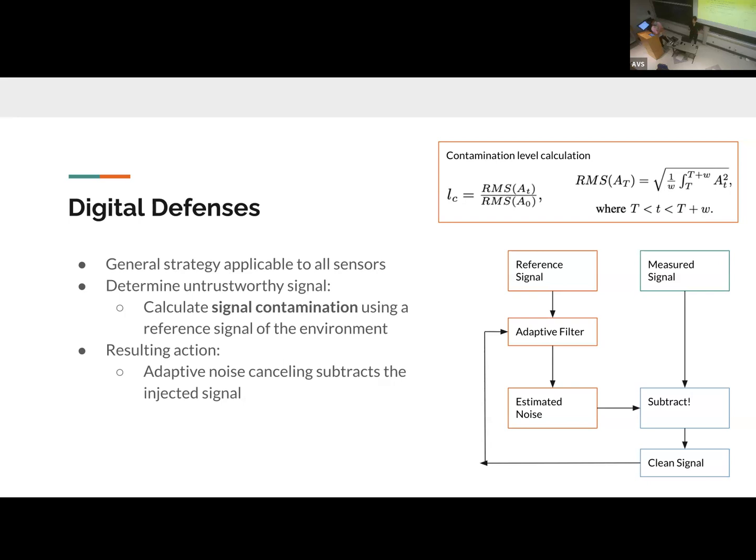And then once you get the value, it's just like a number. So you could get like 2.1 and you can decide, okay, this is too contaminated. And then you could activate an adaptive noise canceling filter. I'm not an EE person, so maybe y'all have heard of this before, but I haven't. So basically you have the reference signal, which is your environment signal, and the sensor's measured signal, and it'll estimate the noise that it's seeing and maybe also estimate the attacks, and then subtract that out and get the clean signal.